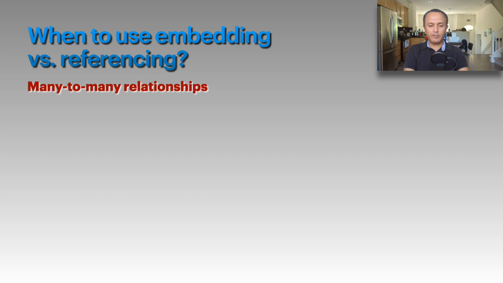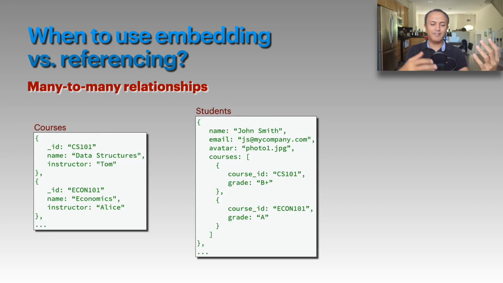If we go to many-to-many relationships, again, there are different ways of representing them, but usually we use referencing in this case. So if we're talking about, let's say, a university database where you have students and courses, students can take multiple courses, a course can be taken by multiple students, so we can represent them as two separate collections and one of them can reference the other. So here I chose to put the course reference inside the student collection. So for each student, I know which courses they're taking.